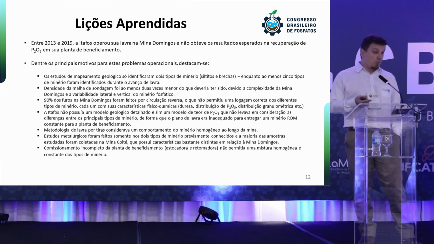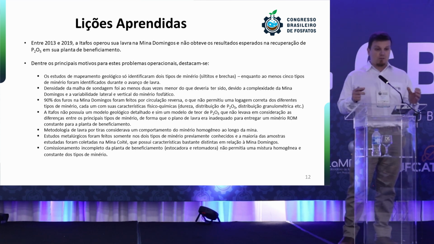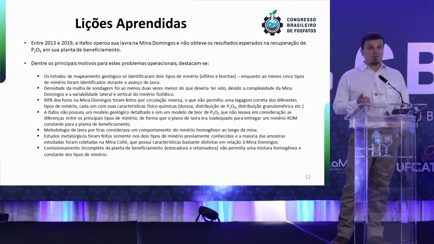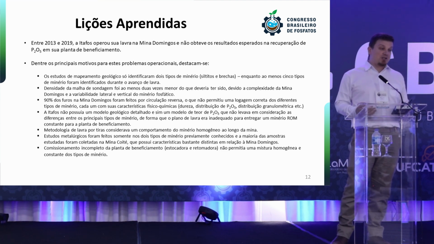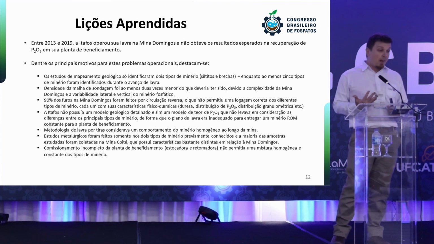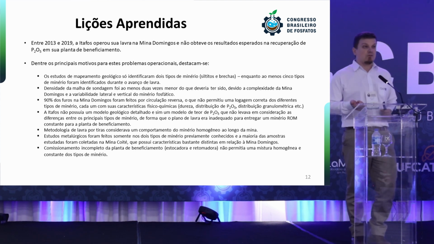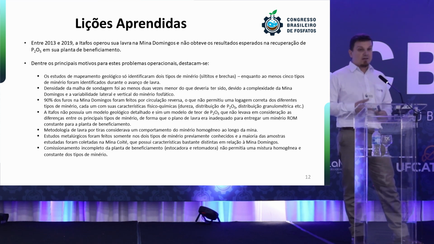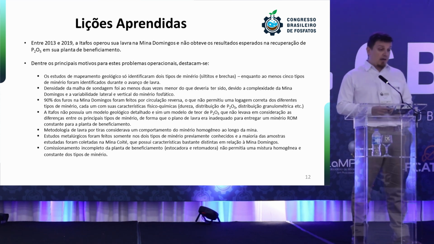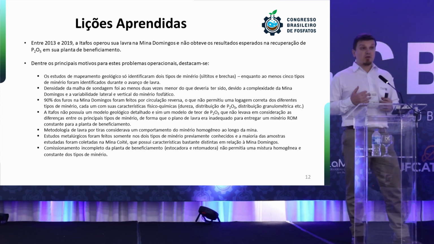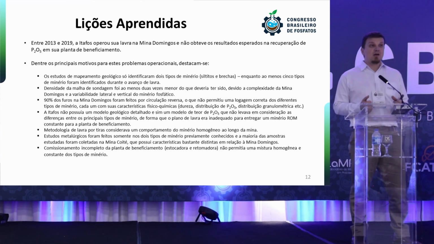And at this moment was when we thought about the main problems, and then we identified that the geological mapping identified only two types of ores. But when we opened the mine, we identified at least 5 types of minerals. Okay? So besides the analysis methodology that we used in the Domingos mine, which was not the correct one, we couldn't get a geological model that was extremely accurate and precise.